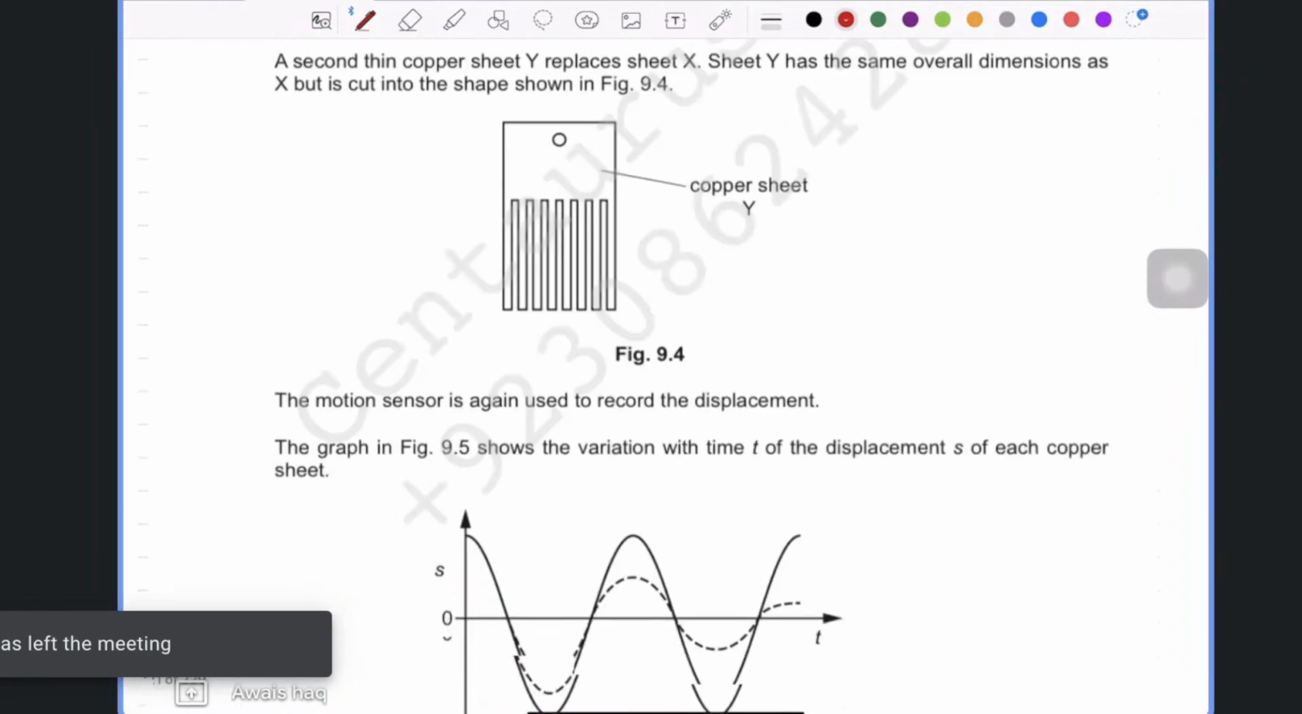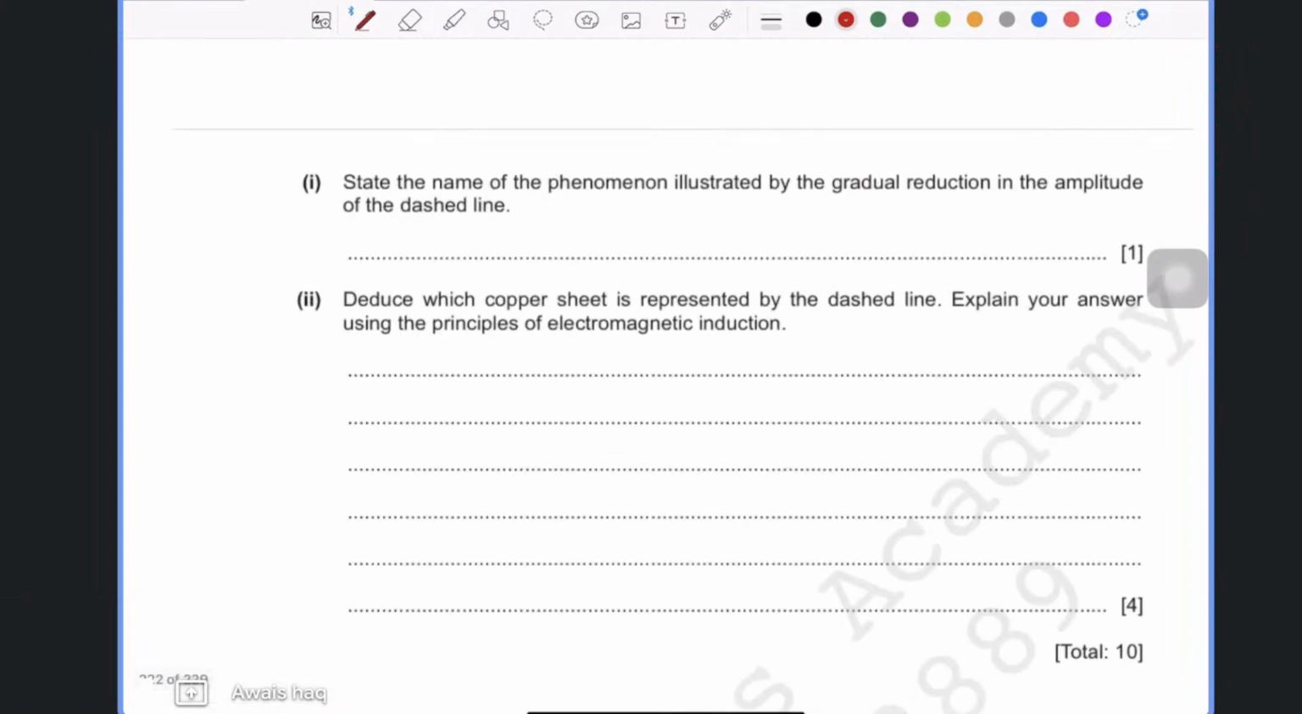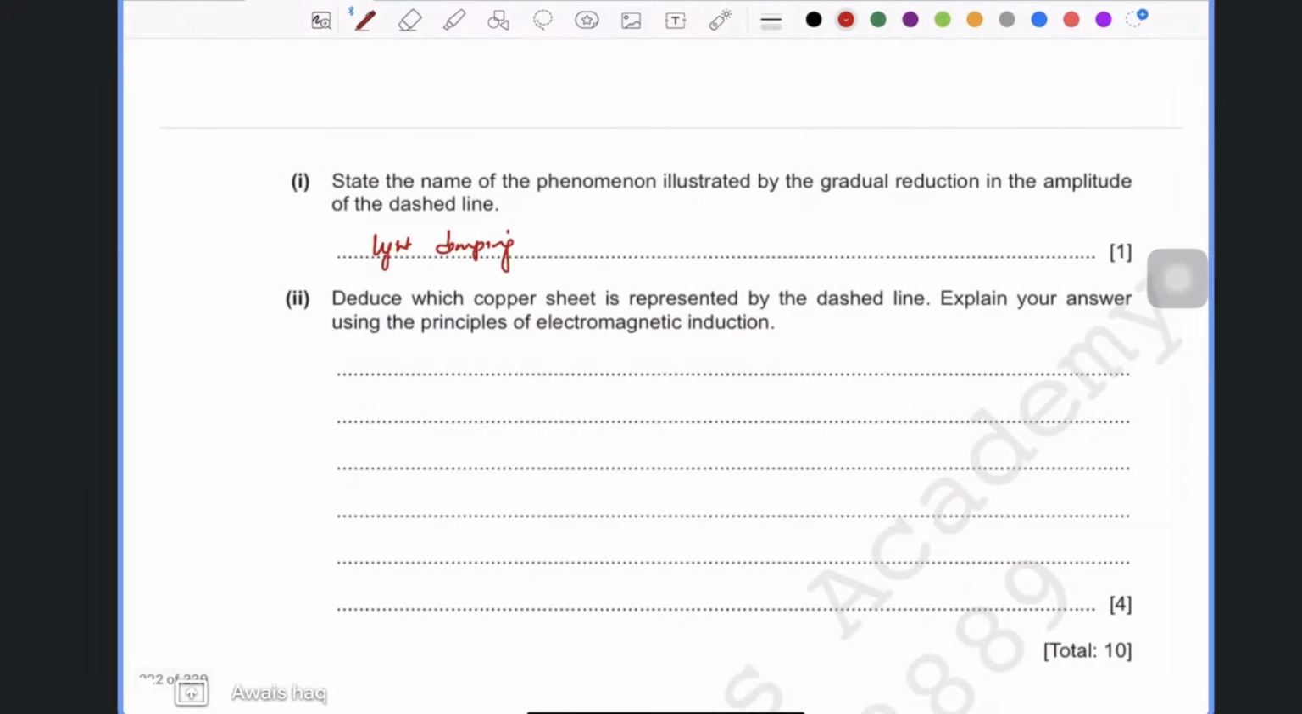Obviously, when the reduction of amplitude takes place, this is basically damping. This comes from the oscillations chapter. The phenomenon should be light damping actually. Then it says which copper sheet is represented by the dashed line. Explain your answer.